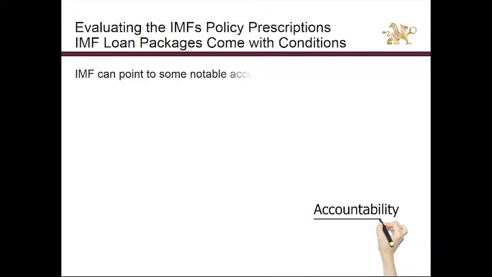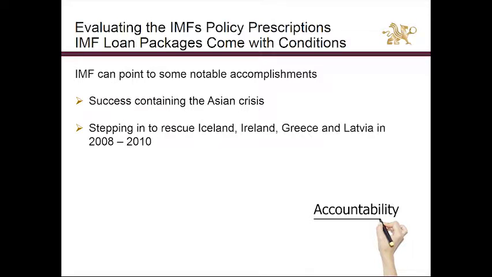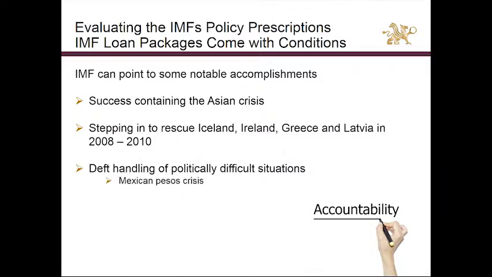But the IMF can also point to some notable accomplishments, including its successes in containing the Asian crisis, which could have rocked the global financial monetary system to its core, and its actions in the 2008 through 2010 crisis to contain everything, quickly stepping in to rescue Iceland, Ireland, Greece, and Latvia. Similarly, many observers give the IMF credit for its deft handling of politically difficult situations, such as the Mexican peso crisis, and for successfully promoting a free market philosophy.